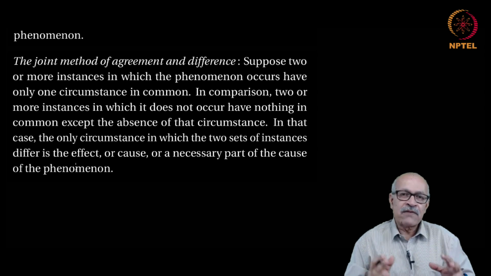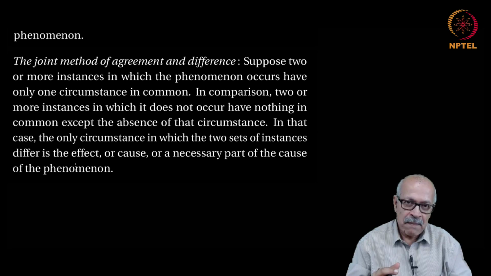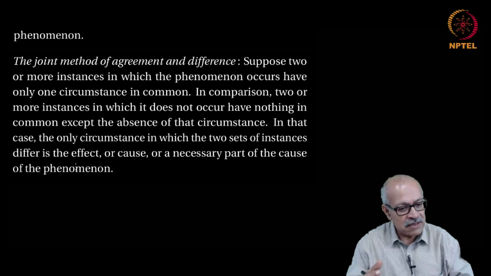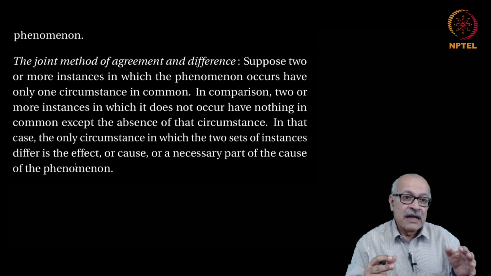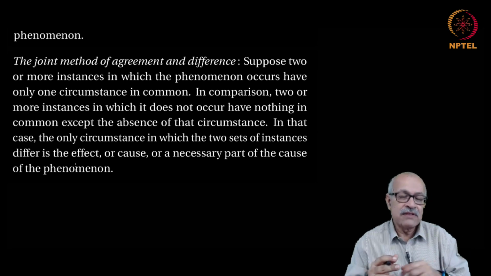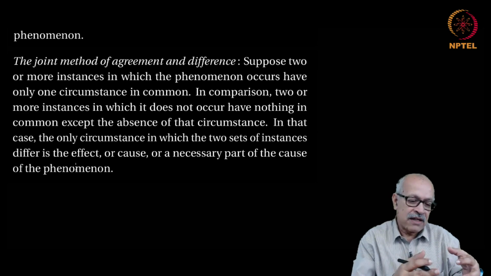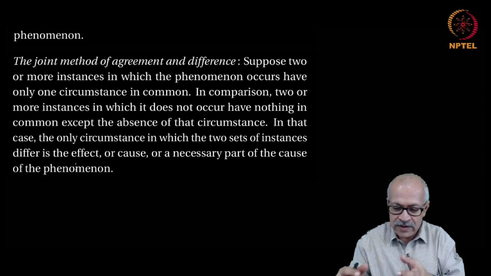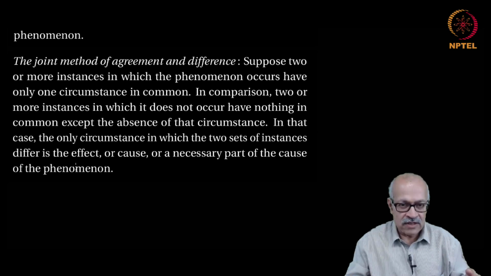In the case of the method of agreement, we have collected instances where an event happens. In the case of the method of difference, we have collected a set of instances where in some cases it happens, in some cases it does not happen. Now, in the joint method of agreement and difference, we talk about a situation where we have collected a set of events in which that particular phenomenon happens, a set of events where the particular phenomenon does not happen, and we are studying the antecedent situations.